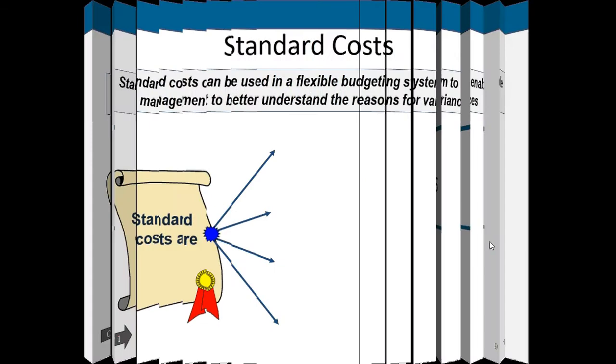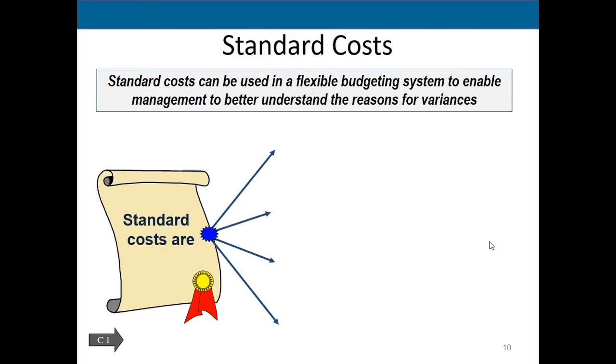So, in order to do flexible budgets, any budget really, we need to understand that we are going to use standard cost. In order to get down to that unit level that we need to do a variable cost contribution margin statement, we have to understand what standard costs are. We use standard costs in flexible budgeting to help us understand the reasons for the variances. If we don't know what our budgeted costs are, then we can't understand what the variances are. And don't mix up terminology.